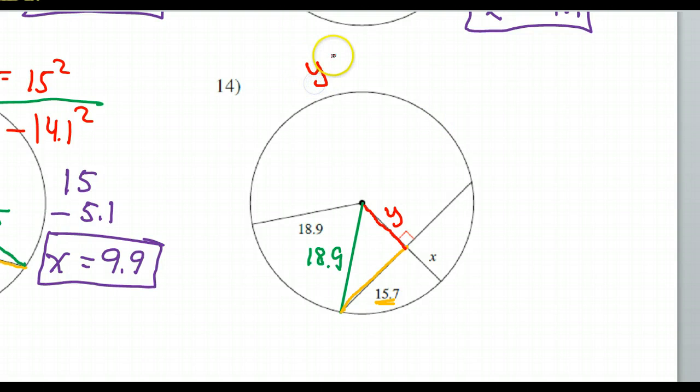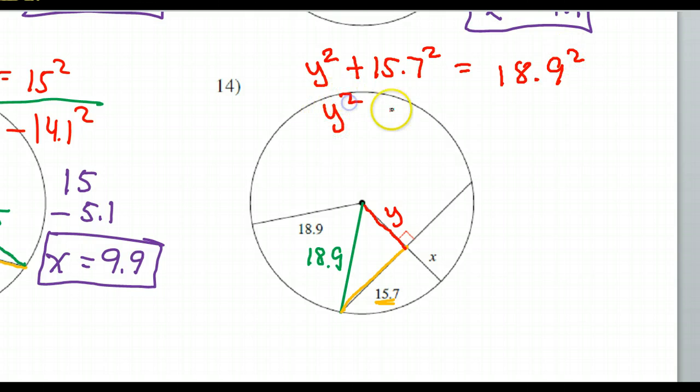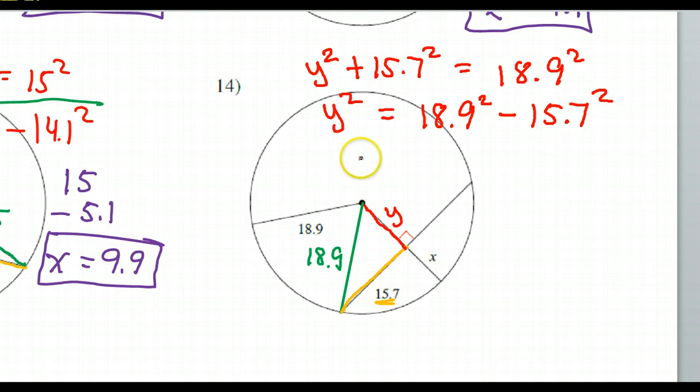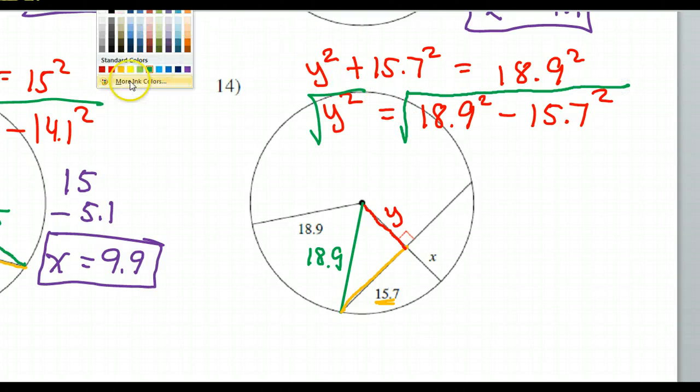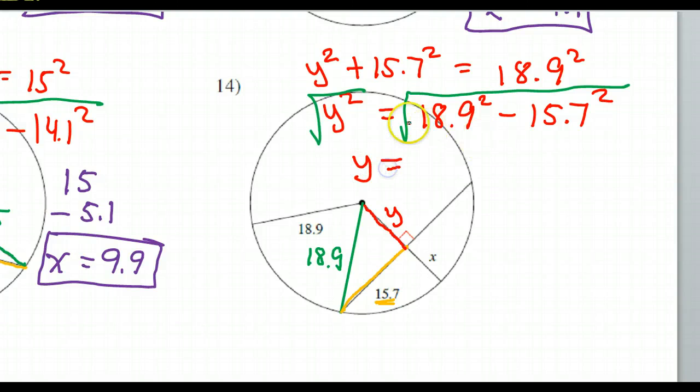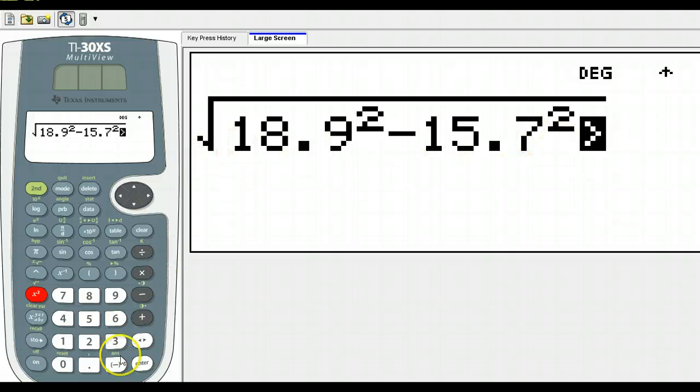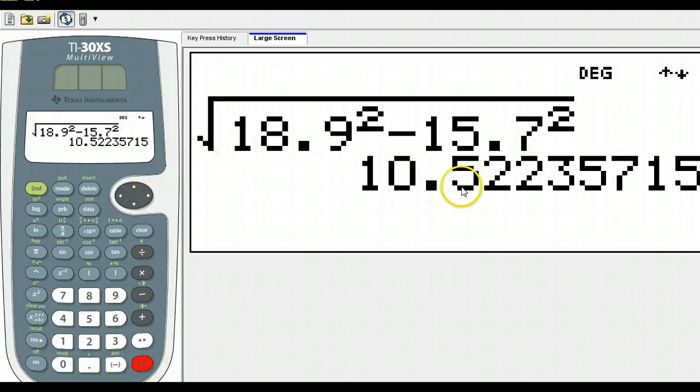So that's going to give us y squared plus 15.7 squared is equal to 18.9 squared. That means y squared is going to equal 18.9 squared minus 15.7 squared. Time to take the square root of both sides. So that is going to give me, all right, again, I'm just going to put this in my calculator. It would look like this, and I'm getting 10.5.